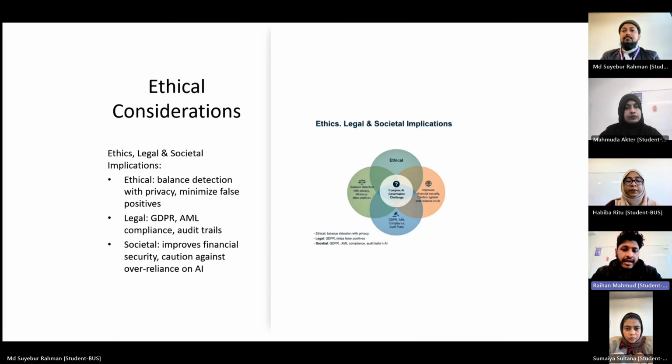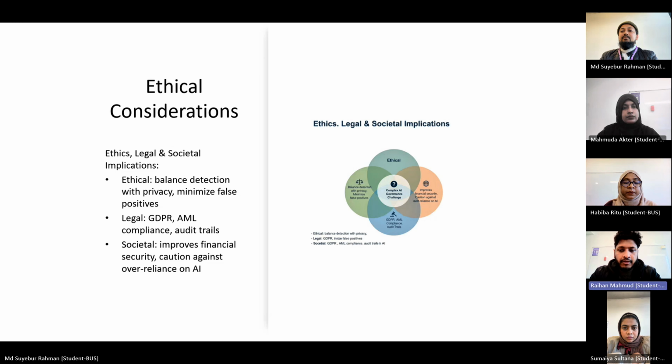Legally, we must strictly adhere to GDPR for data privacy and AML, anti-money laundering, regulations. Societally, while AI improves security, we noted the need for caution against over-reliance on AI. Humans must remain in the loop.